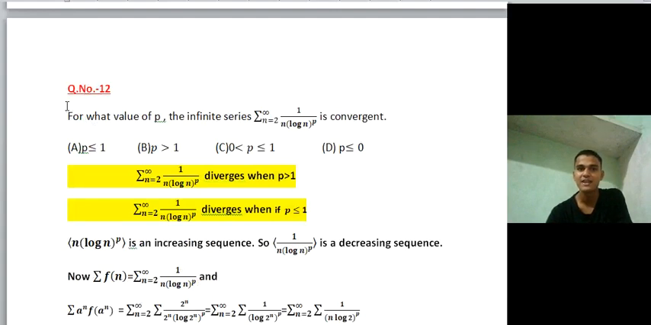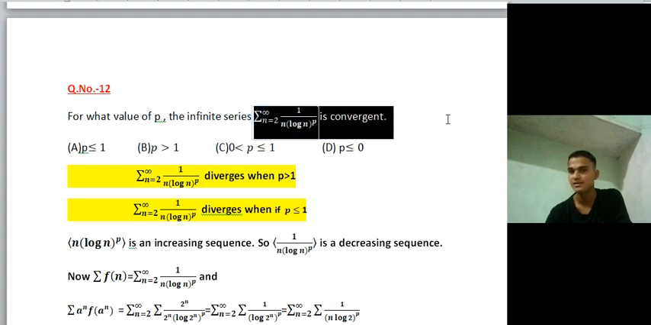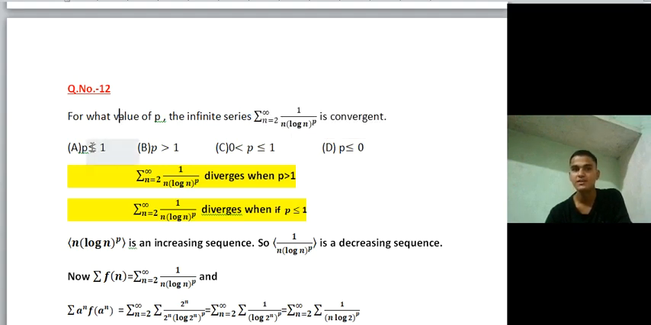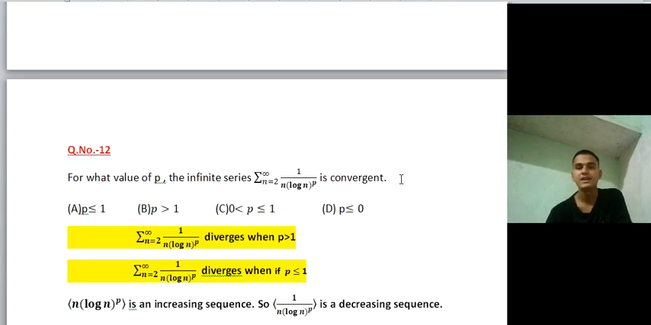So here we have to find out the value of p if the infinite series is convergent. Okay, so if the series is convergent, then what will be the value of p? So p is lesser than or equal to 1, or p is greater than 1, or 0 is lesser than p and p is lesser than or equal to 1, or p is lesser than or equal to 0.